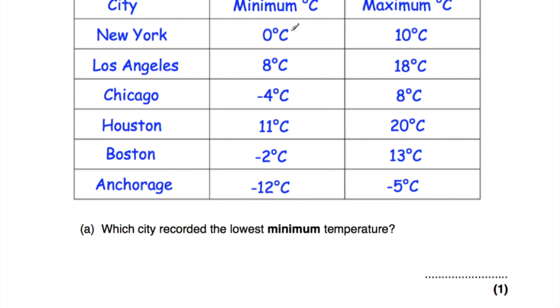So part A says which city recorded the lowest minimum temperature. So we're looking at the minimum temperature, so we're looking at this column, and the lowest number in this column is this number here, -12 degrees Celsius. That's the lowest minimum temperature. And the question says which city recorded the lowest minimum temperature. That's Anchorage. So Anchorage.